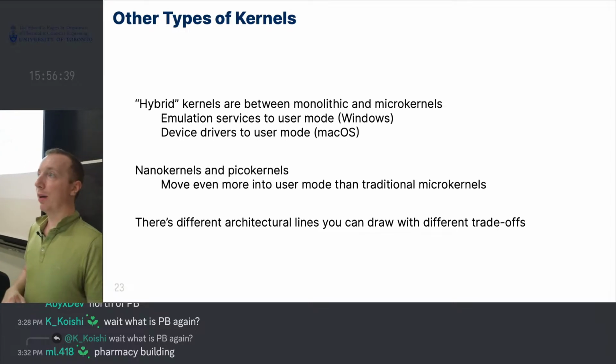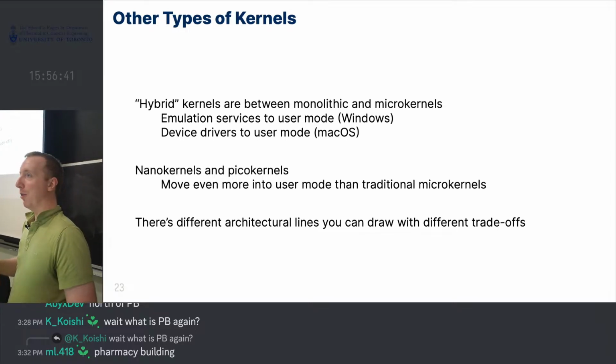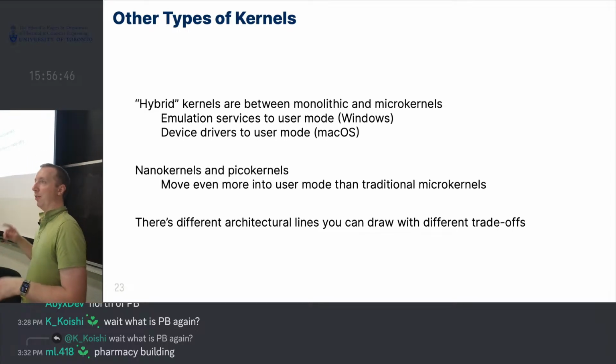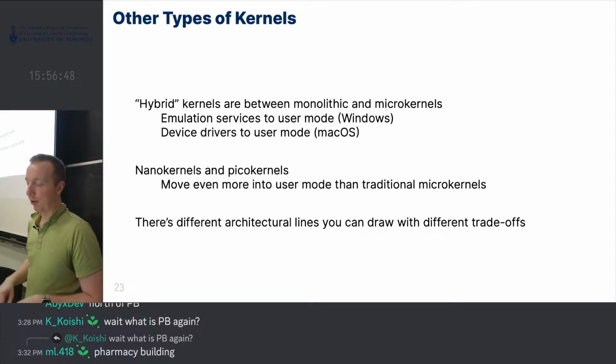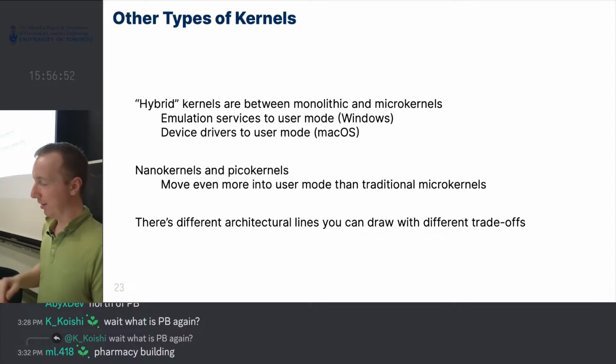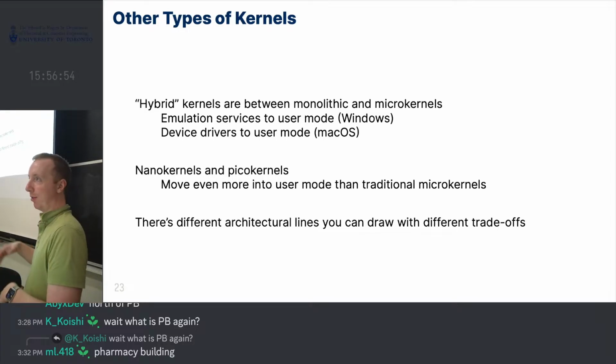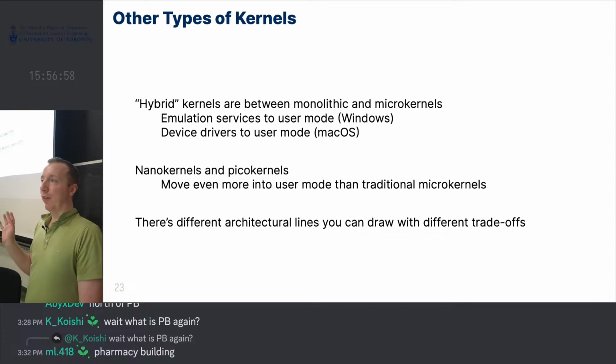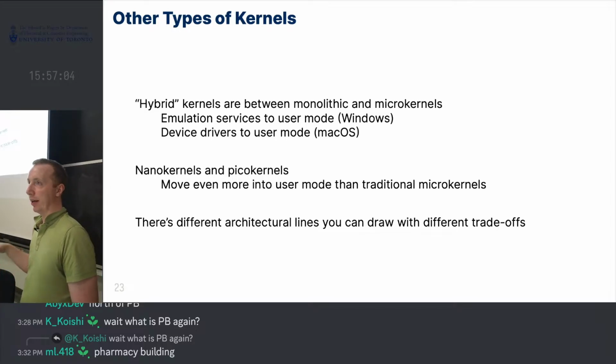There's also research in this area, if you want to do OS research way off into grad school, where you try to make it even smaller than a microkernel. There's something called nanokernels and picokernels, and there's a whole form of research that tries to make them even smaller than microkernels. But for all this, there are different lines you can draw and different trade-offs. This is engineering, so wherever you draw that line, there's no clear winner. One isn't always better than the other in any respect.